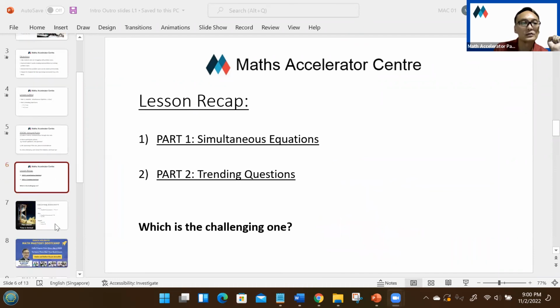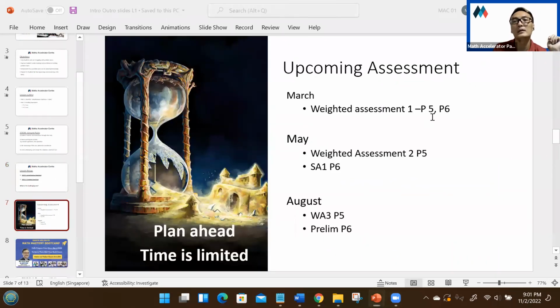Okay, next. The next part will be some announcements before we end the lesson. These are your upcoming assessments. In March, we have written assessment 1 that applies for P5 and P6. In May, we have written assessment 2 for P5 and SA1 for P6. Of course, August is the busy month. Then we will have WA3 for P5 and prelim for P6. So you can see you have a very packed calendar for assessments. All right. Oh, your WA is 28.